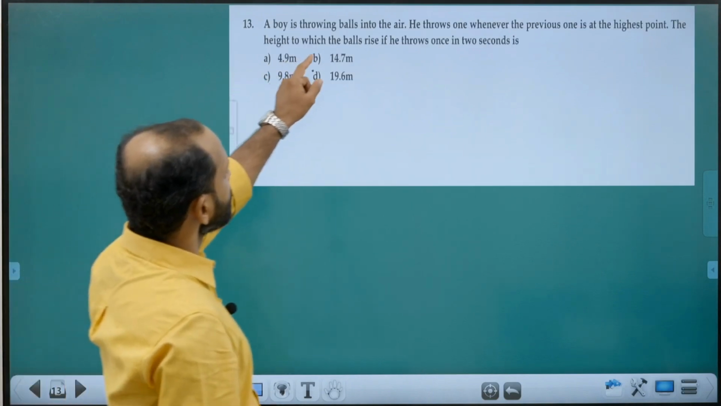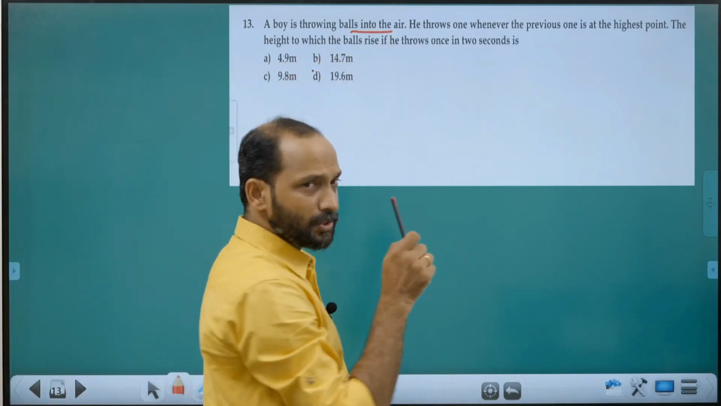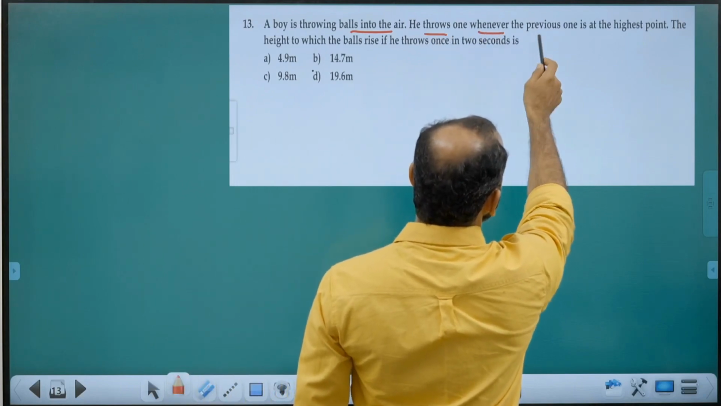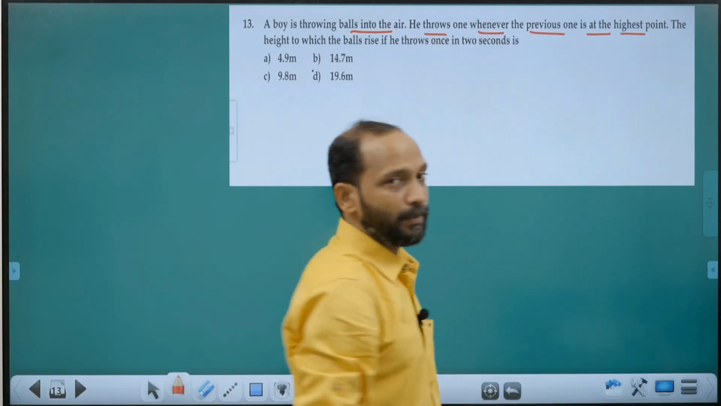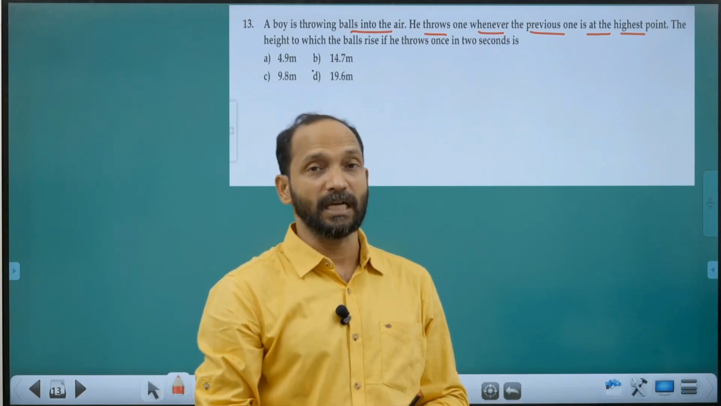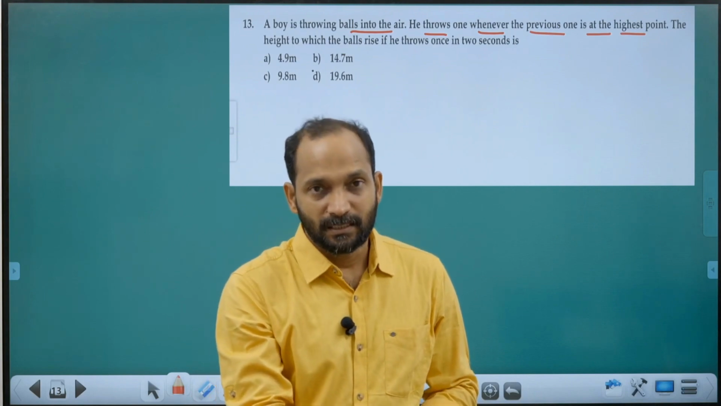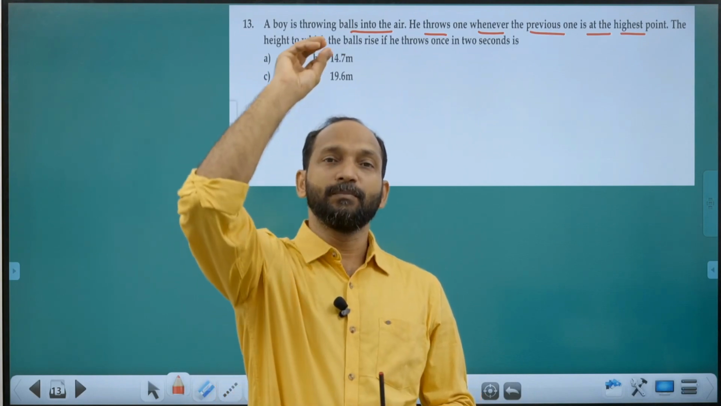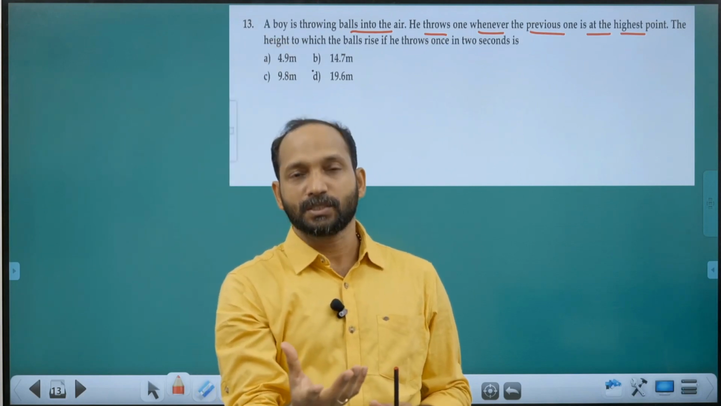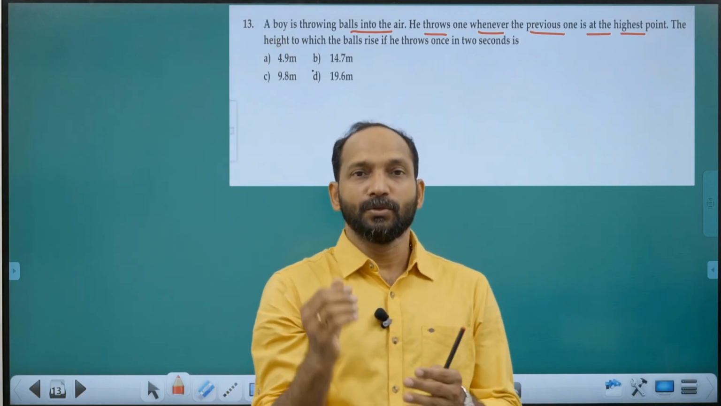13. A boy is throwing balls into the air. The question is about juggling. He throws whenever the previous one is at the highest point. Okay, a normal juggler who learns to juggle, what happens? He throws upward, and when one ball reaches the highest point, only then the other one is thrown up. Okay, so what do you mean by that?